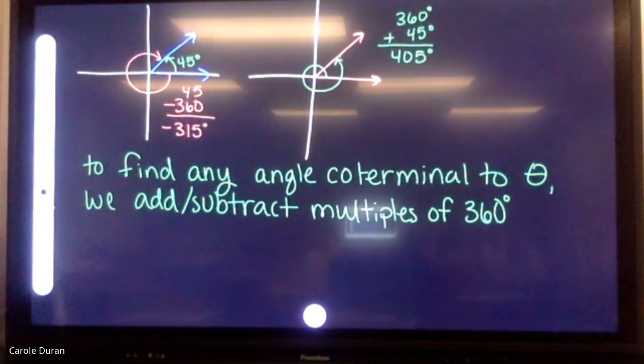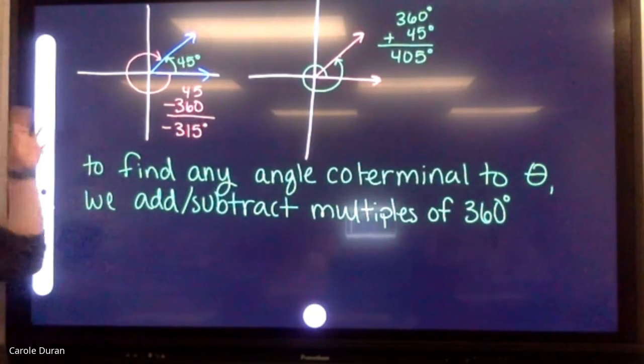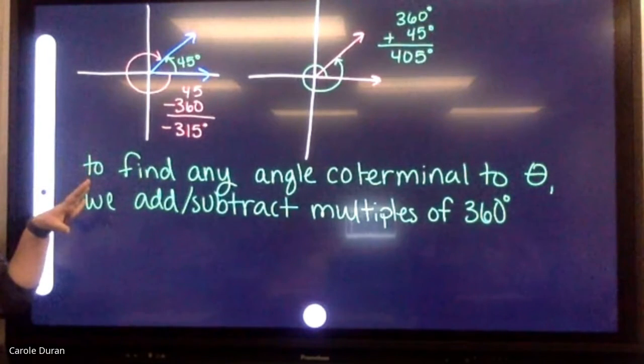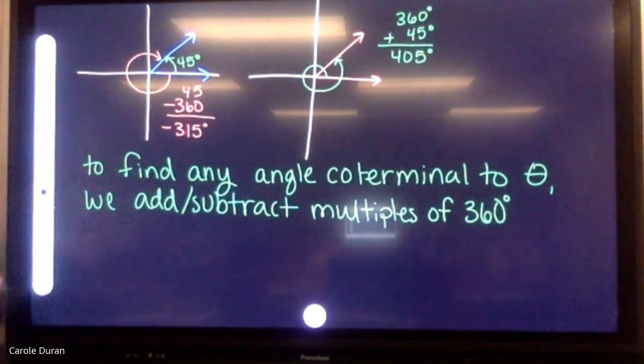So of course we're going to practice this, but does this kind of make sense to everyone about why they are the same point just with a different angle? Everyone okay with that?